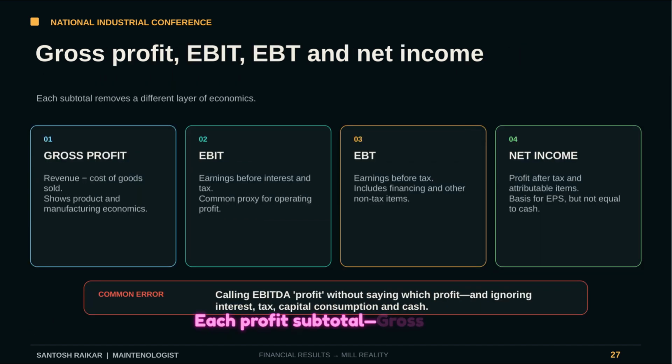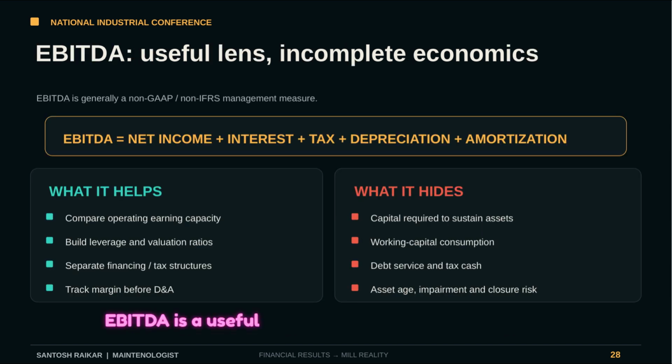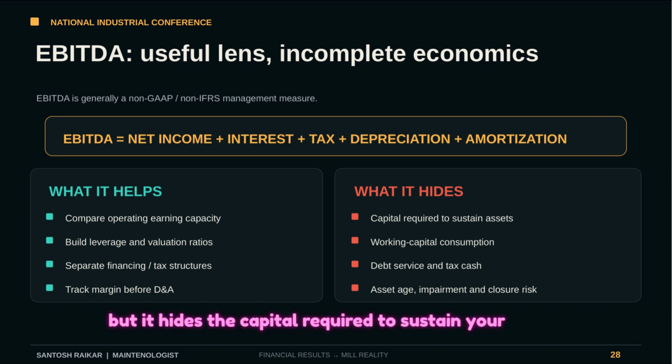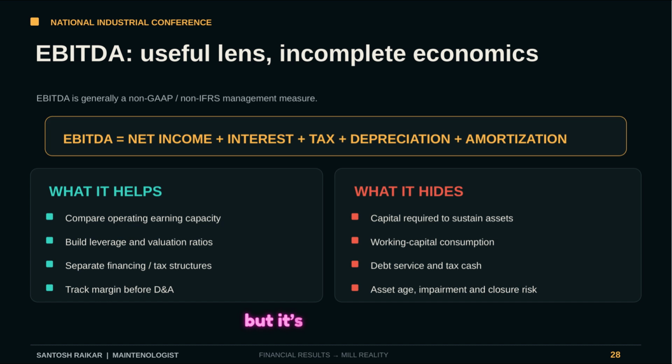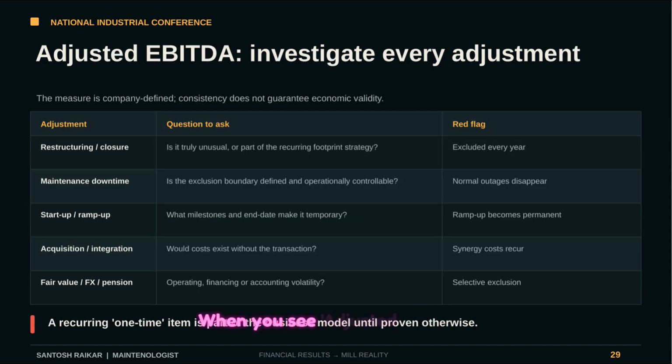Each profit subtotal, gross profit, EBIT, net income, strips away a different layer. A common mistake is calling EBITDA profit without acknowledging the interest, taxes, and capital consumption that still need to be paid. EBITDA is a useful lens for comparing earning capacity, but it hides the capital required to sustain your assets. It's a proxy for cash, but it's not cash itself. When you see adjusted EBITDA, investigate every adjustment. If a one-time restructuring charge appears every single year, it's not an adjustment, it's part of the business model.